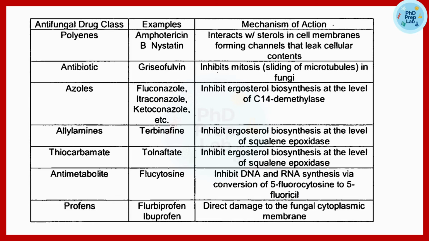Now, there are some antifungal drug classes along with their examples and mechanisms of action. So you have to read this column. You can get it from our notes, which you will find on our Telegram channel. I'll read out only one, which is the polyenes. This is an antifungal type of drug, and the examples under this are amphotericin and nystatin. The mechanism of action is that it interacts with the sterols in the cell membrane, forming a channel that leaks cellular content. This is how the action is done in the body of whoever is taking this drug. There are other drugs as well, so mainly try to remember the drug classes and their examples.